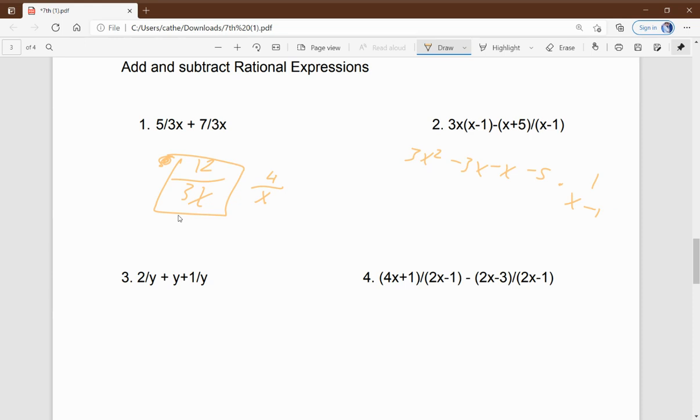Honestly, we can do this more painlessly, because we can just cancel that out by this. So we just get 3x minus x minus 5. So 2x minus 5 equals 0. So that would be x equals 5 over 2.